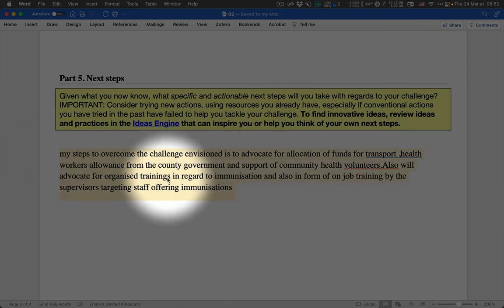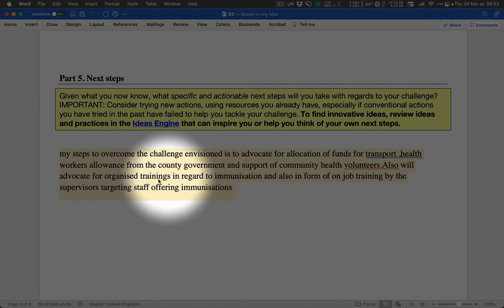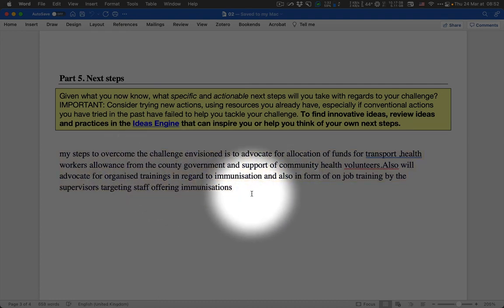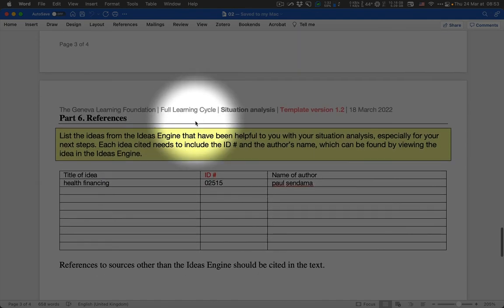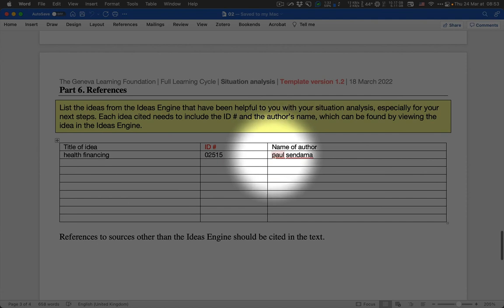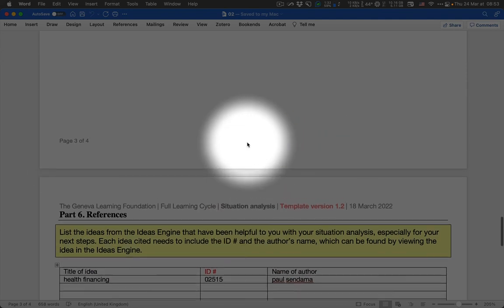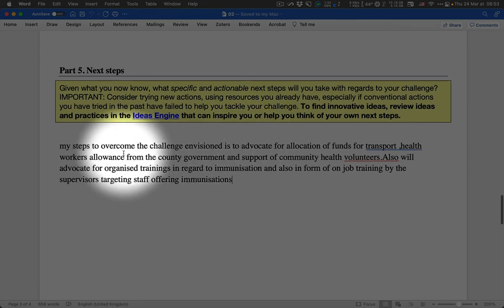Now, my step is to overcome the challenge, advocate for allocation of funds, advocate for organized trainings. Okay, the problem with both of those is, if there's no money, there's no money. And if there's no money, there's no way to cover the costs of additional training. So I would look at other kinds of solutions, such as those in the ideas engine. Now, I appreciate that this author went and found something on health financing in the ideas engine. Tell us how you used what you found in the ideas engine.